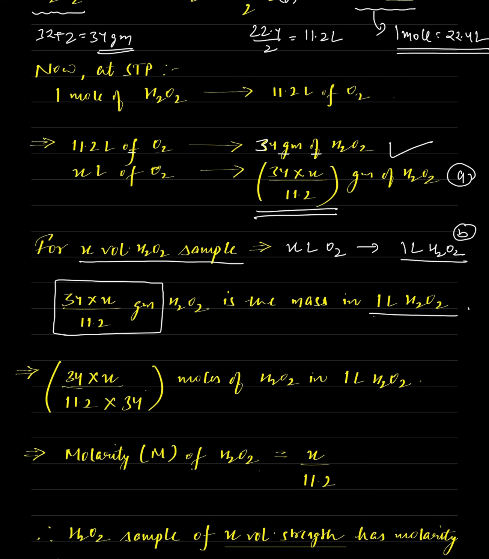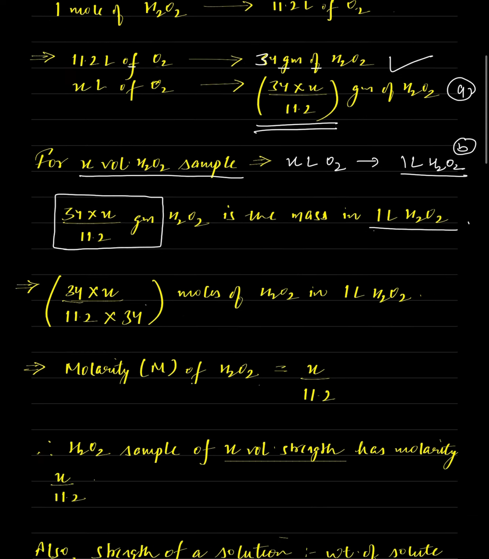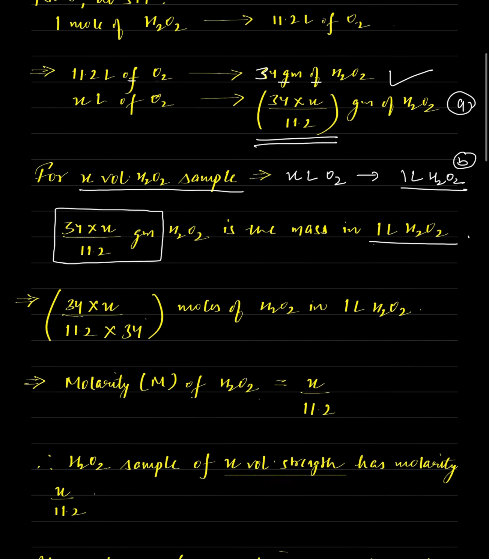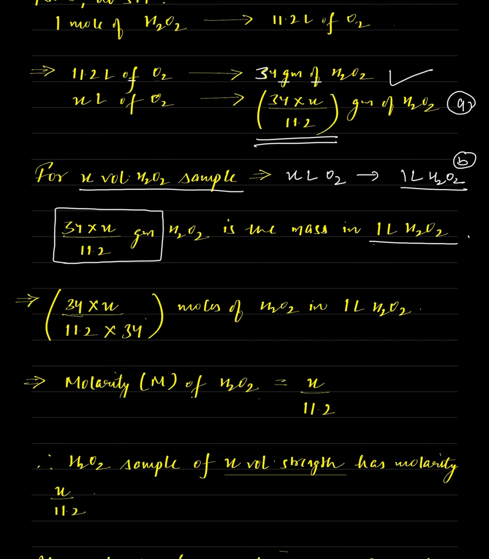If this much grams of H2O2 is present in 1 liter solution, and we try to convert it into the number of moles, what do we do? We simply divide this mass by the molar mass of H2O2, and the molar mass of H2O2 is 34. So if I divide it by 34, we simply cancel it, and now we have x by 11.2 moles of H2O2 in 1 liter H2O2 solution.